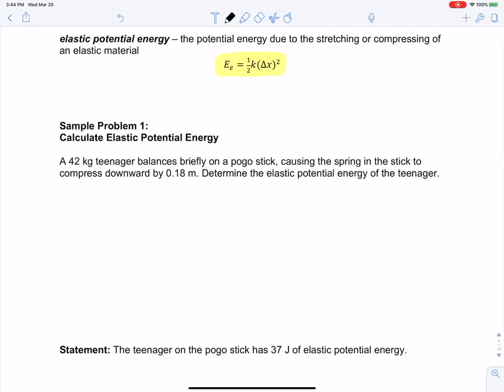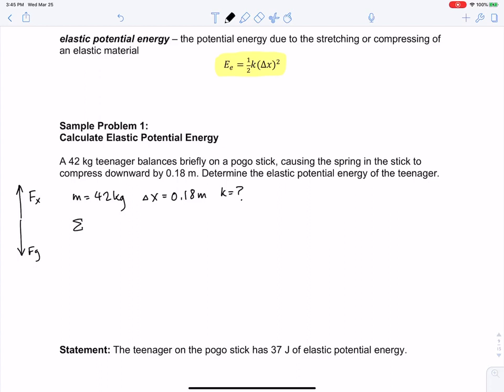We have the mass of the teenager is 42 kilograms. We know the displacement of the spring is 0.18 meters, but we do not know the spring constant. And in order to solve this, we have to determine the spring constant first. Let's take a look at a free body diagram. Force of gravity acting down, and the spring force acting up.